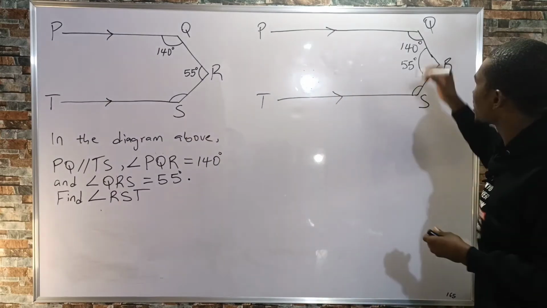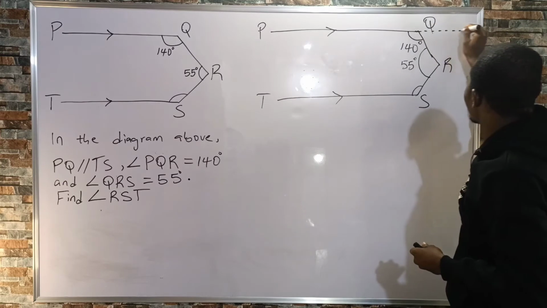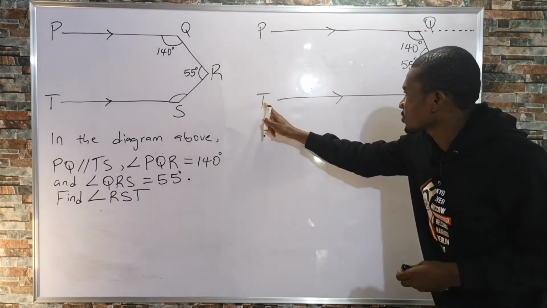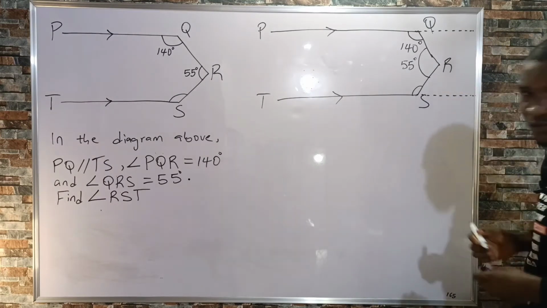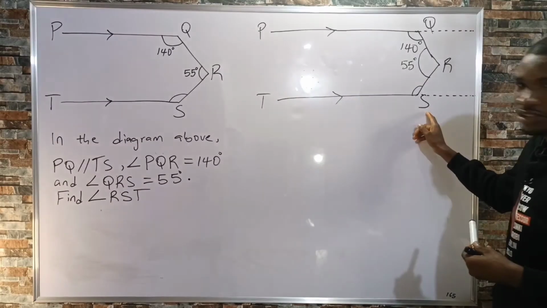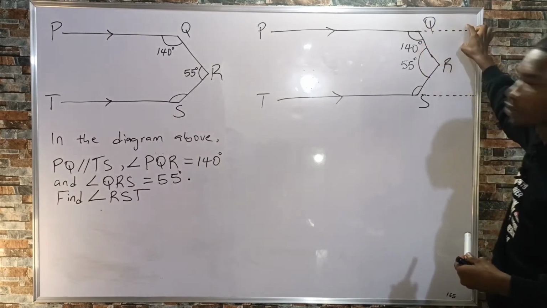So I will project the line PQ. I will make a projection on it to this point. I will also project the line TS. I will project it to this given point. So automatically the line TS is already projected and the line PQ is already projected.